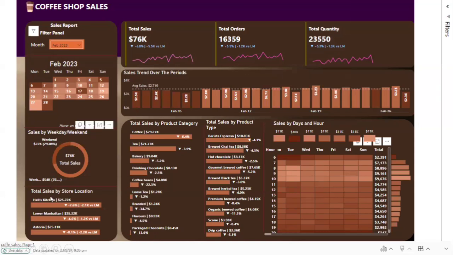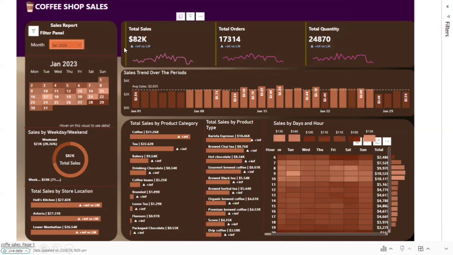And just coming downside here, we can see the total sales by store location. We have to analyze whether there is going to be some effect of the store location on the basis of revenue. Okay, let's start with January.